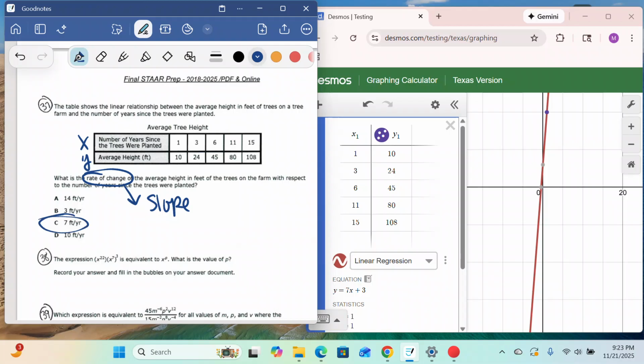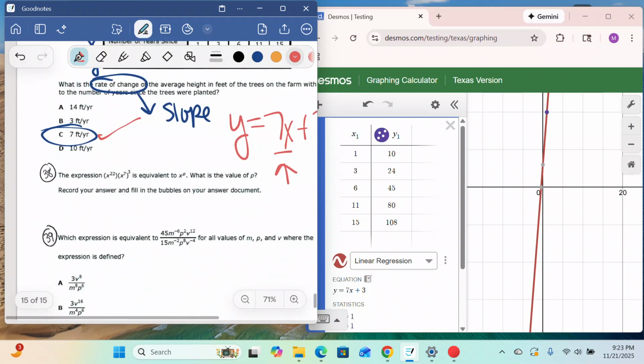And the way I do that is, of course, I look at y equals 7x plus 3. And this right here is my slope. And that is my rate of change. And that is my slope for 37.